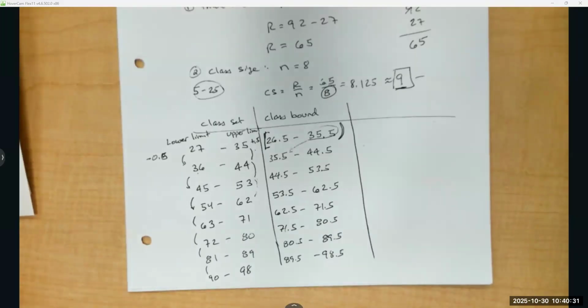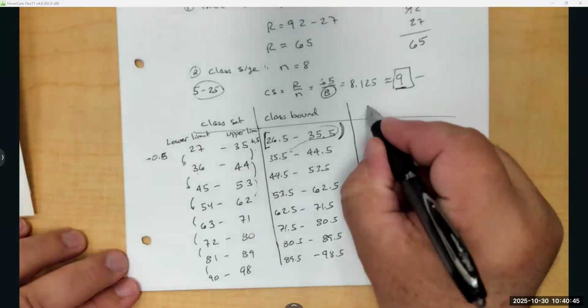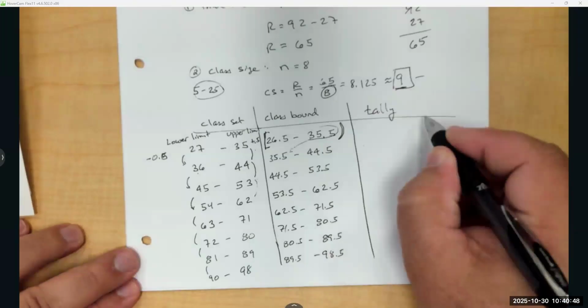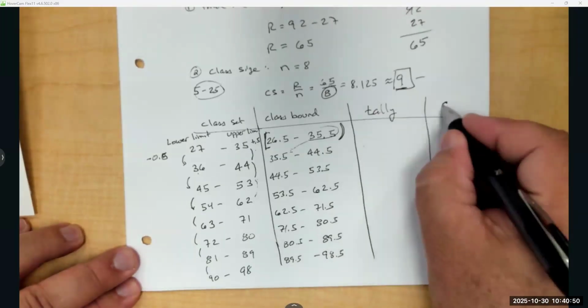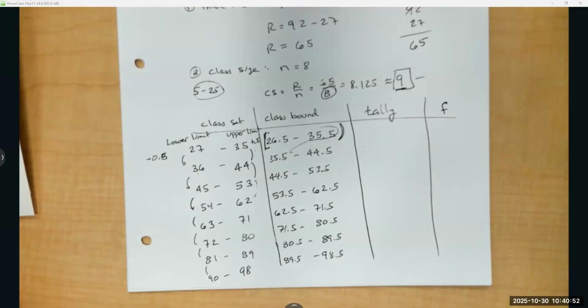So now we have our class bounds. Then what do we do? Now we look at our data, we tally it, then we create a frequency column. So far, so good?